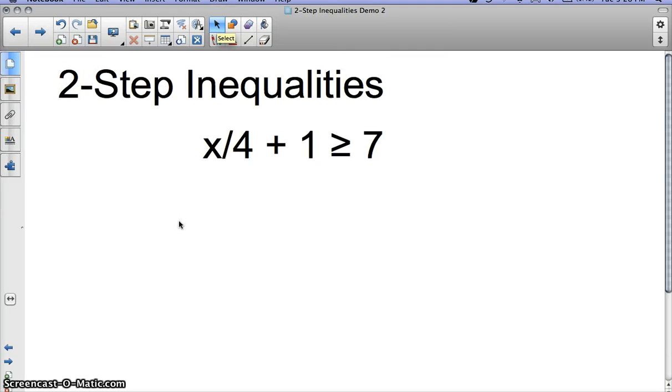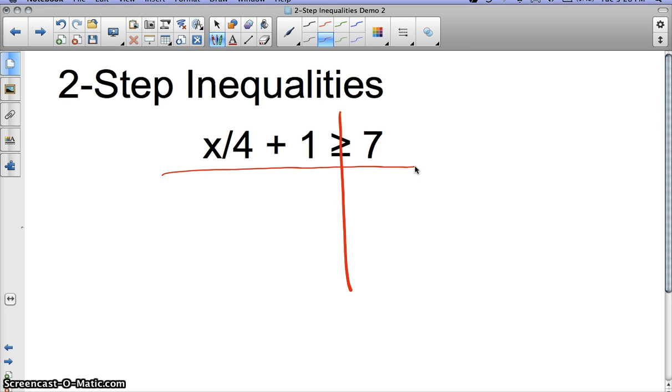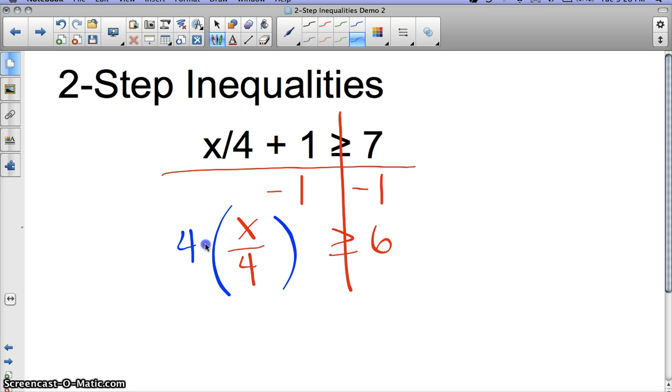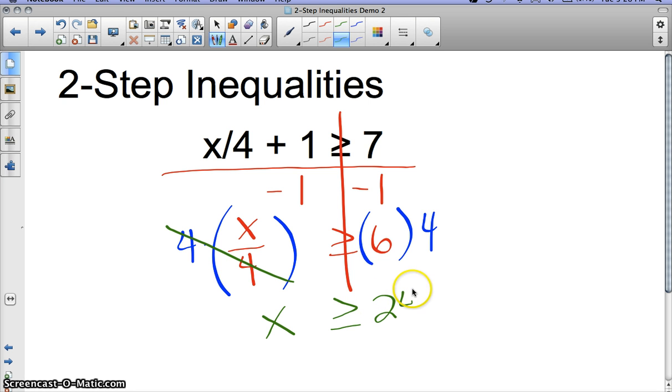So we've got x divided by 4 plus 1 is greater than or equal to 7. So, start it off. T-chart, subtract 1, you know the drill. So we've got x over 4 is greater than or equal to 6. Switch our color. In order to undo division, we need to multiply. So we're going to multiply by 4. Both sides. We end up with x is greater than or equal to 24.